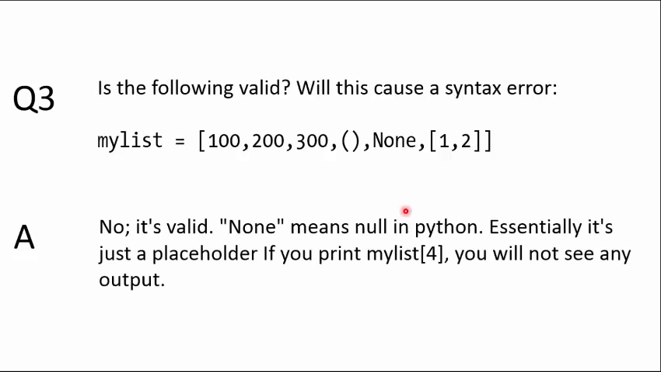It is perfectly valid. None is similar to null in PL/SQL. In Python, it just simply means that it's a placeholder. If you print my list 4, you will not see any output for that particular one, which is important. None is actually a keyword, which is very similar to null.